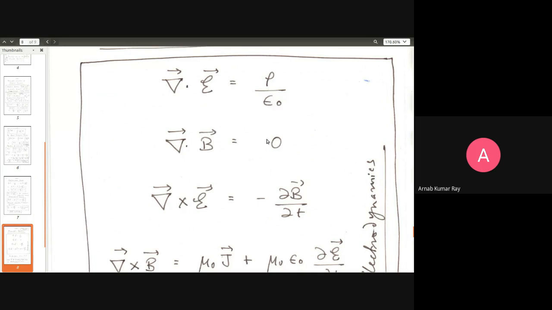Divergence of B is equal to 0. It has got nobody's name, no name of any person, but the consequence of this equation is that there can be no magnetic monopoles. What do I mean by a monopole? A single point, which can either be a source or a sink. If divergence of a vector field is positive, then that vector field has a source. If divergence of the vector field is negative, then that vector field is going towards a sink.